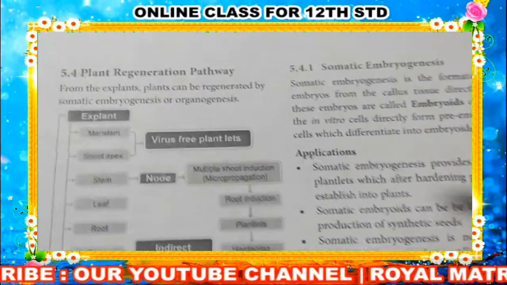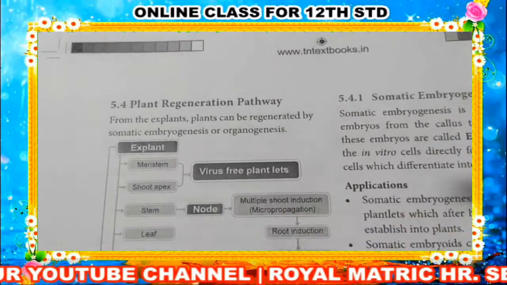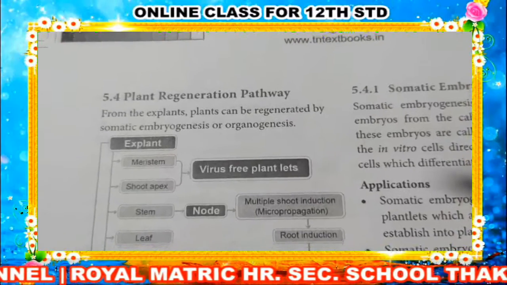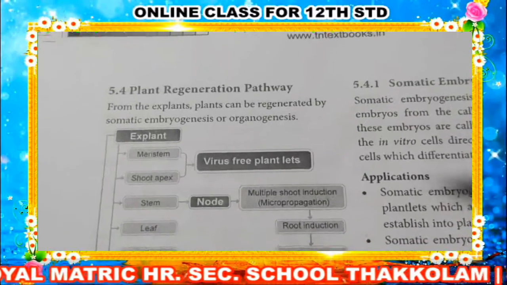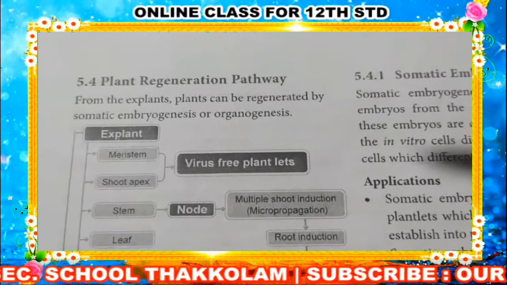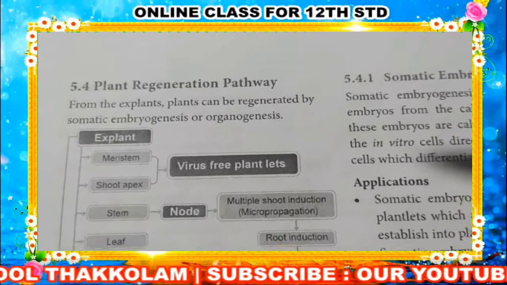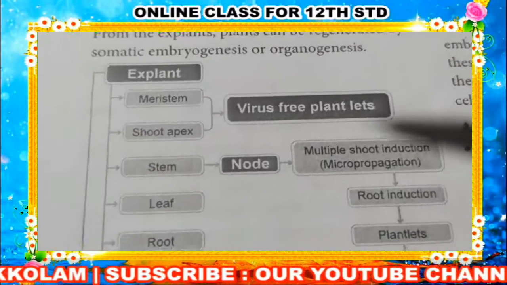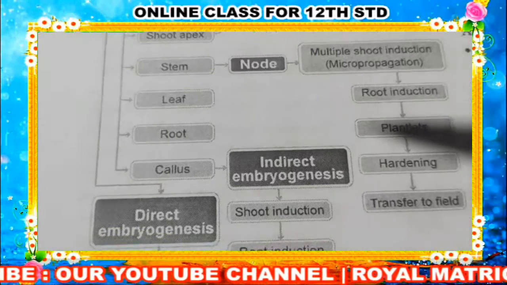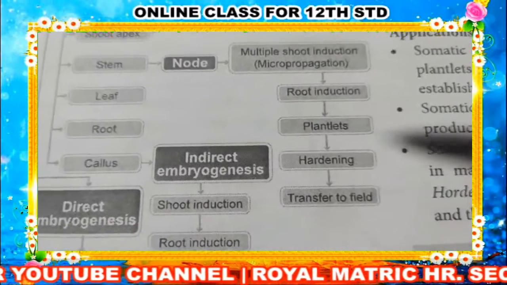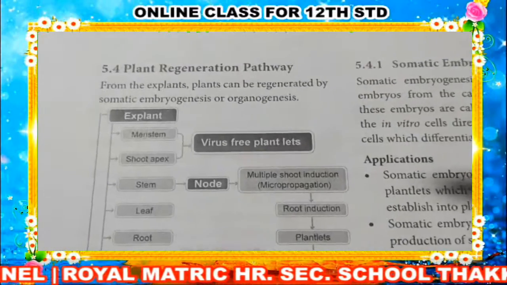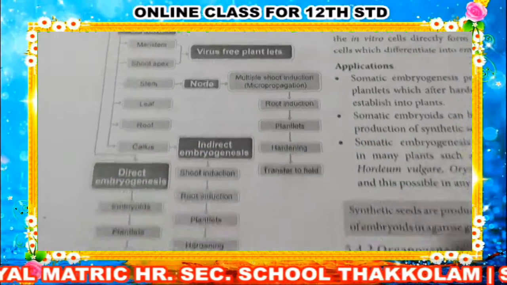And next is the plant regeneration pathway. From the explants, that is removed small tissues, the plants can be regenerated by somatic embryogenesis or organogenesis. This is shown as a flow chart. See, from the explant it can be direct embryogenesis or indirect embryogenesis. This is the pathway for plant regeneration.